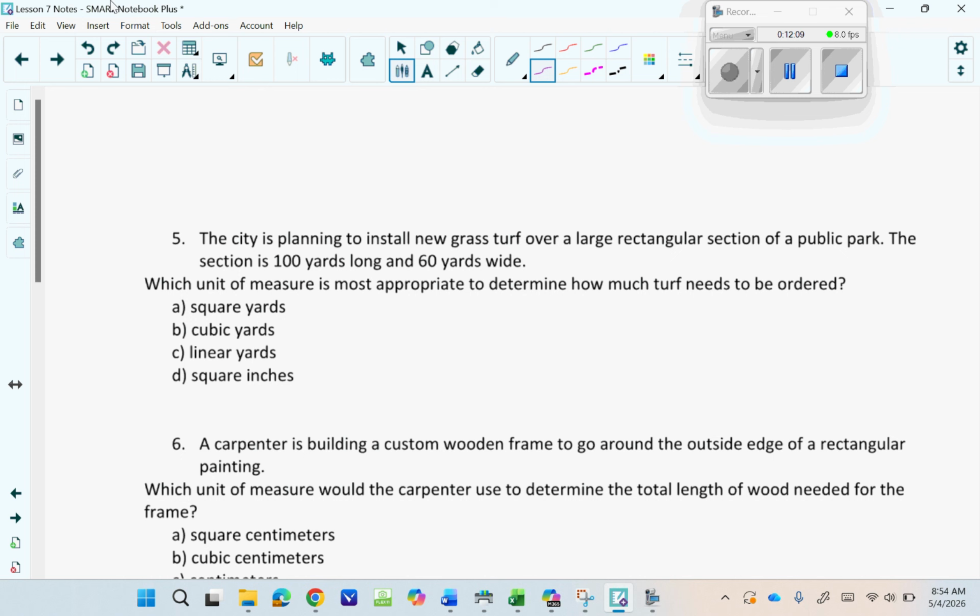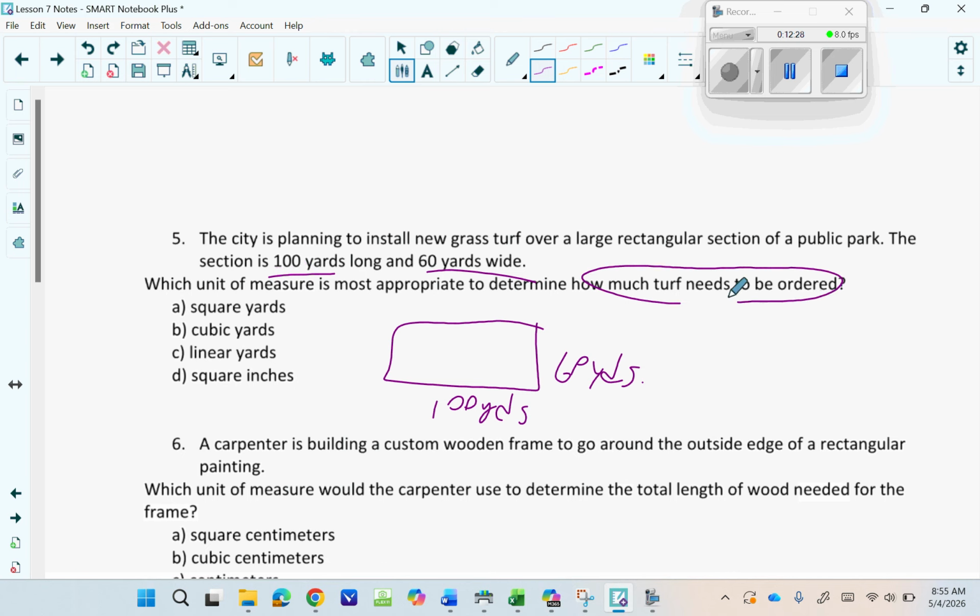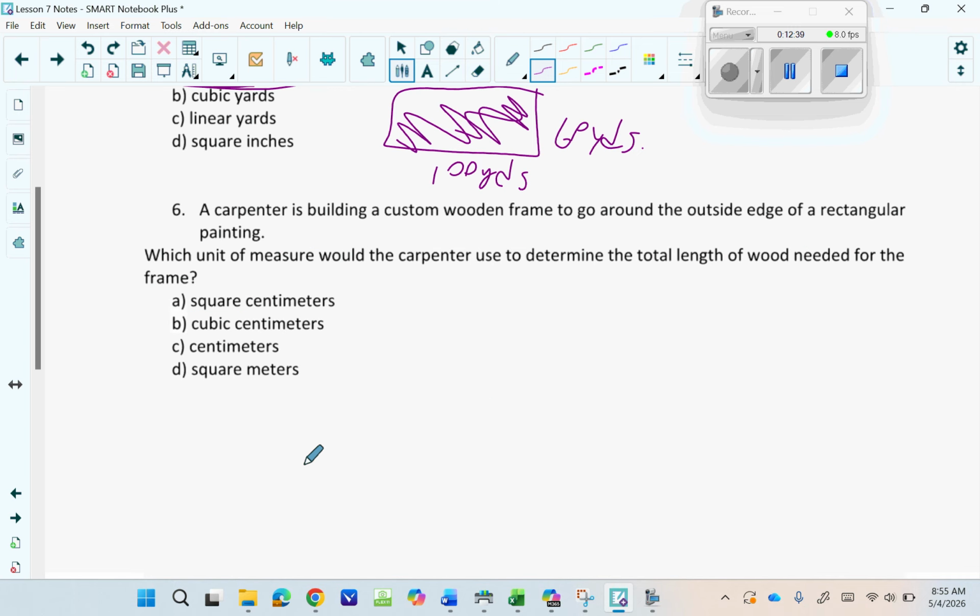Okay, number 5, kind of the same type of problem. We have this space that is 100 yards by 60 yards, and which unit would be appropriate to determine how much turf needs to be ordered? Turf, we're going to cover this space, so that's going to be square. So either square yards or square inches. And again, since our units are in yards, we're going to say square yards.